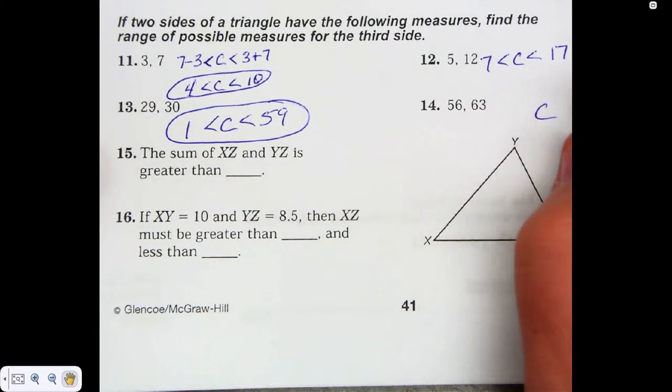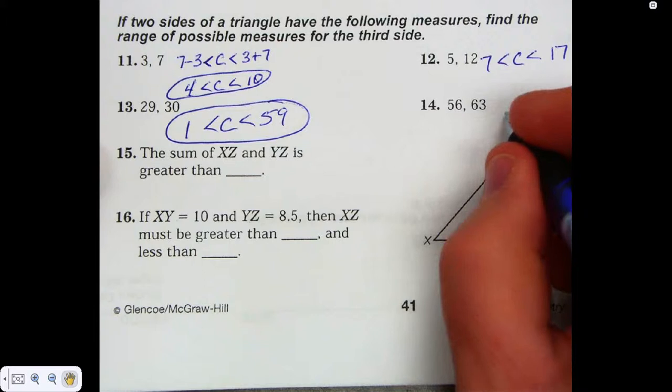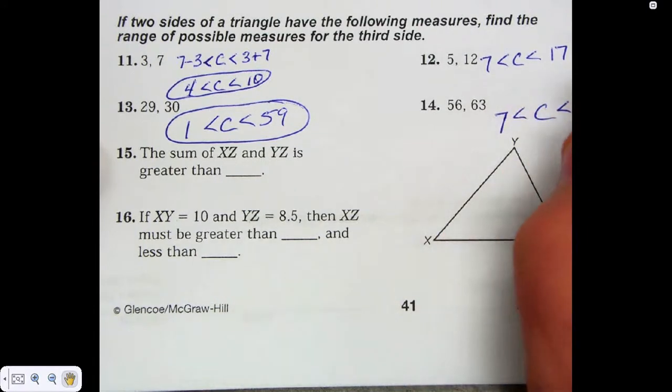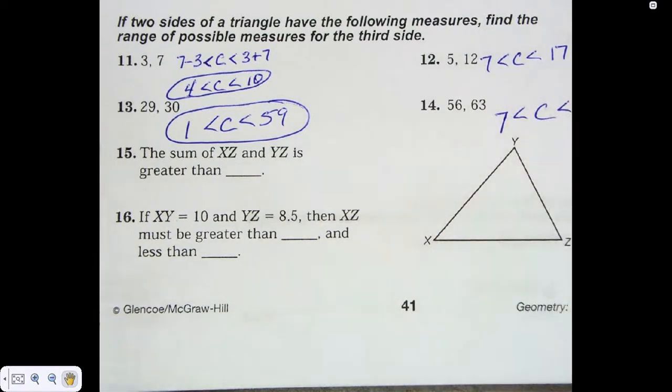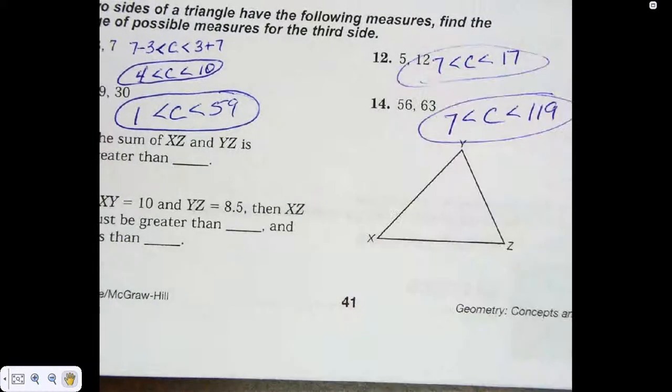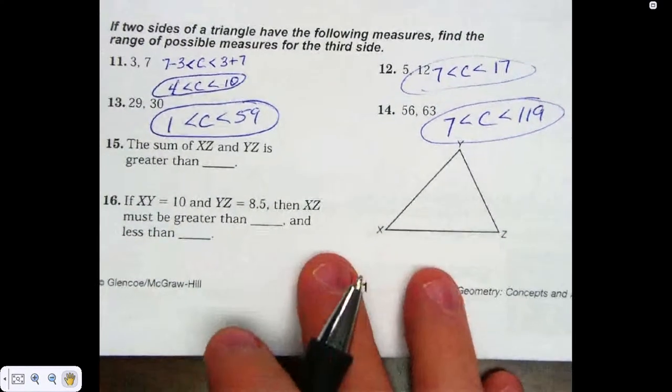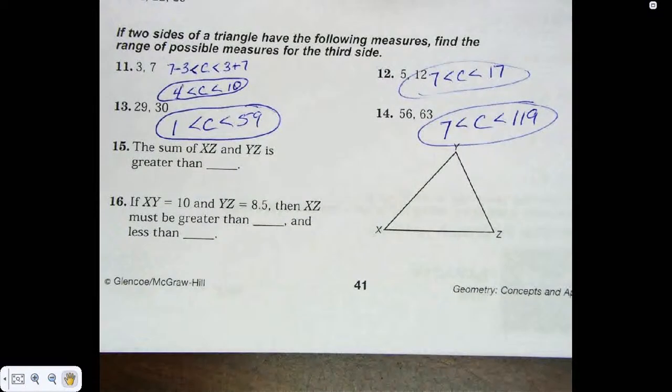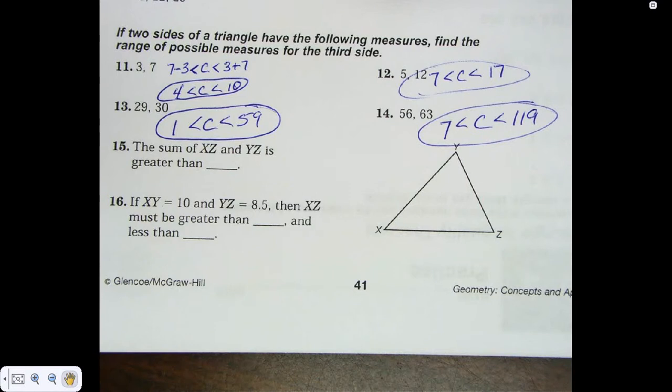So here, C has got to be greater than 7 and less than 119. So some have a lot of numbers possible, some don't have nearly as many, do they? As I said, when you ask me if it was hard, it may confuse some people, but it's not that hard, huh? At first it may seem like, well, what do you mean? But once you get it.